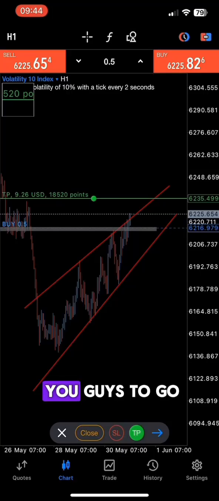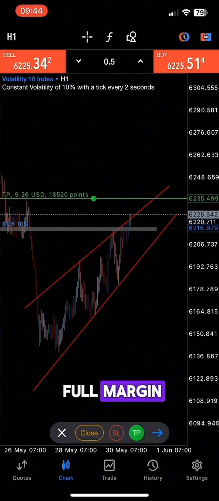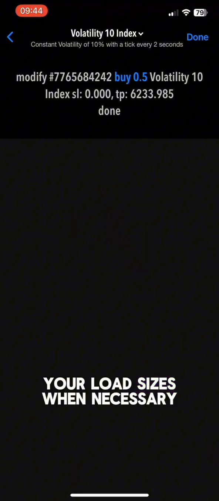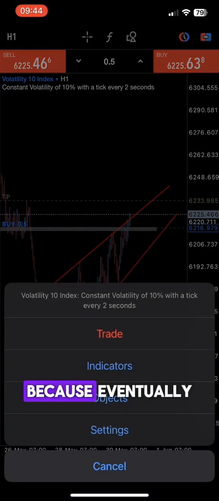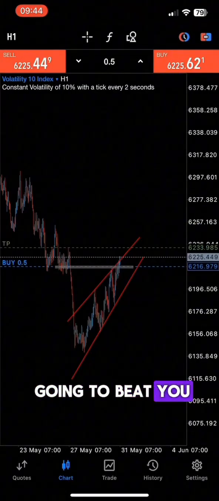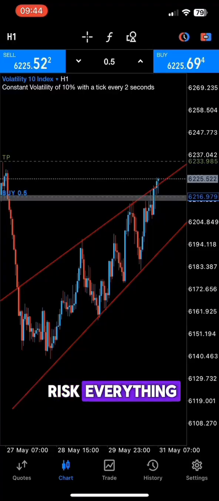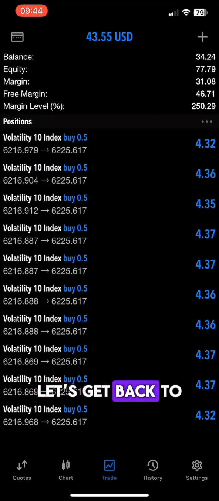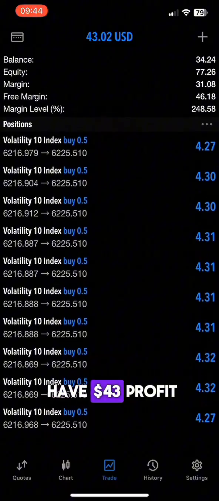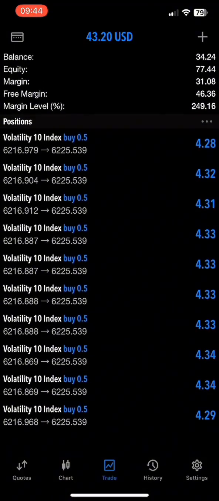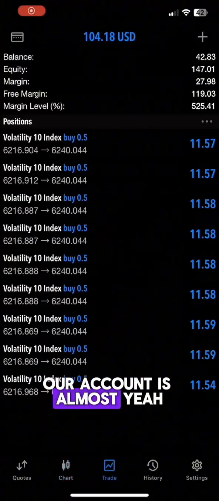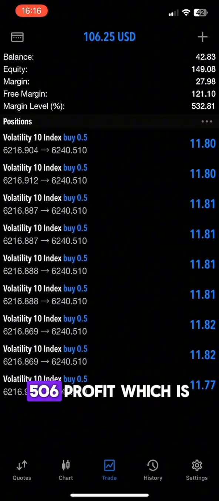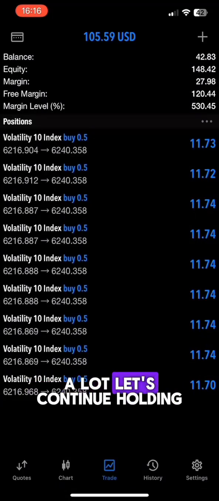So I would advise you to go full margin when necessary, or at least increase your lot sizes when necessary, because eventually the market is just going to beat you. So you might want to risk everything so that you can get a higher reward. However, let's get back to our trade. Now we're in $43 profit. Our account is almost $100, and now we are in 106 profit, which is a lot. Let's continue holding.